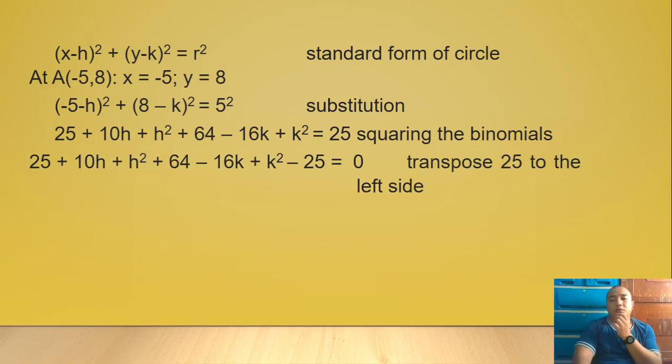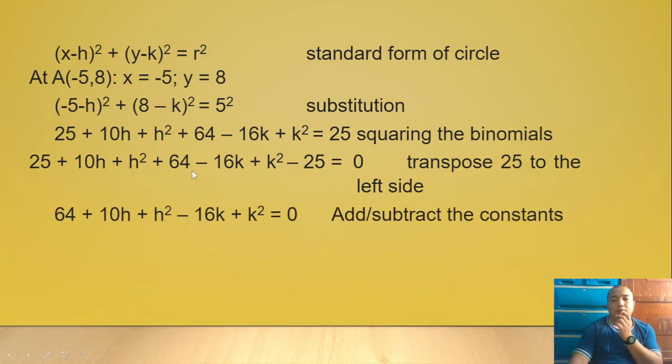Now let's transpose 25 to the left side of the equation. The positive 25 we transpose to the left side becomes -25. And then, add or subtract the constants. 25 plus 64 minus 25 is 64, or just cancel 25. What remains is 64 plus 10h plus h squared minus 16k plus k squared.